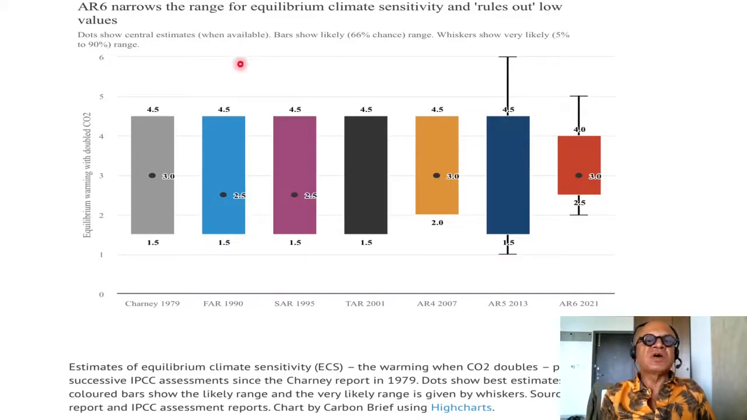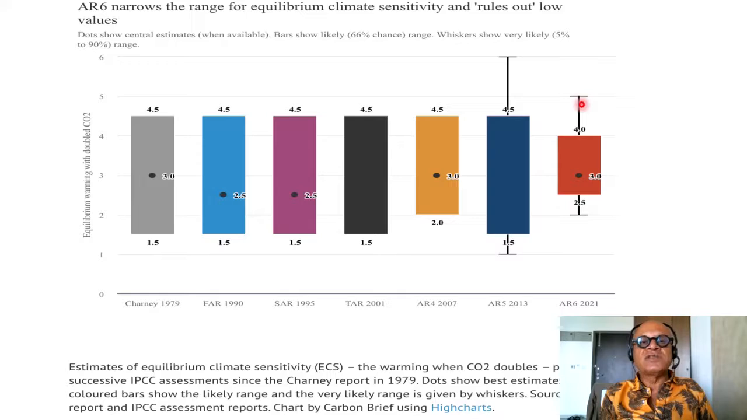So eventually we come to this. AR6 narrows the range for equilibrium climate sensitivity and rules out the low values, which means that if you look at the equilibrium warming with double CO2 from the new generation of models, the CMIP6 models, you can see that the estimate by the Charney committee in the 1970s, which was done without all these heavy modelings and scenarios, estimated the range to be somewhere in the 1.5 to 4.5 range. And the range is not that much reduced if you look at the current scenarios.